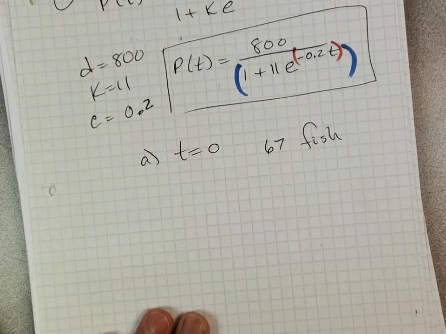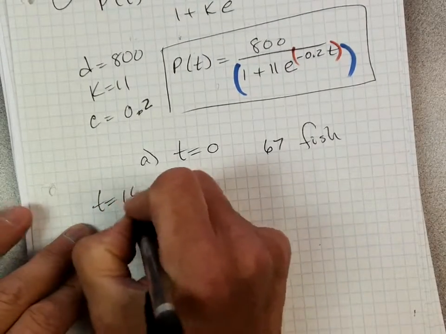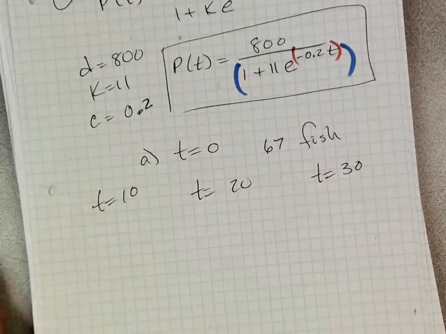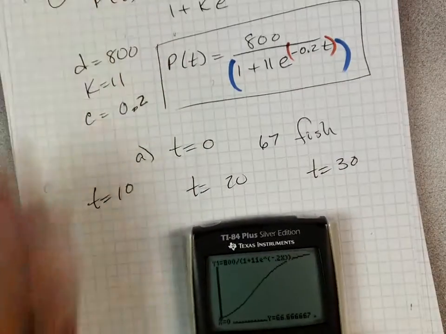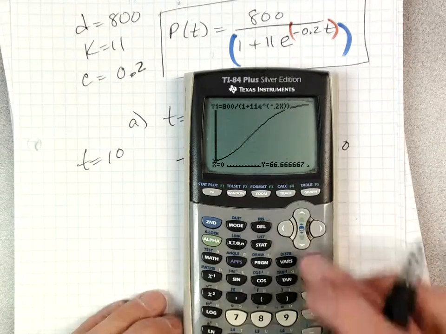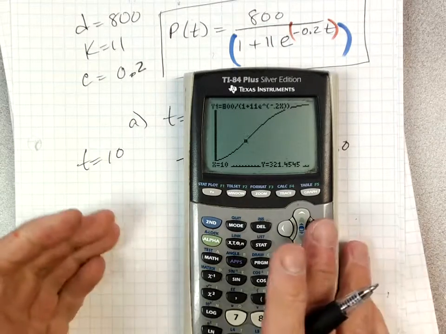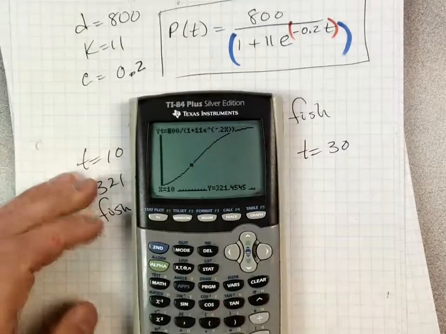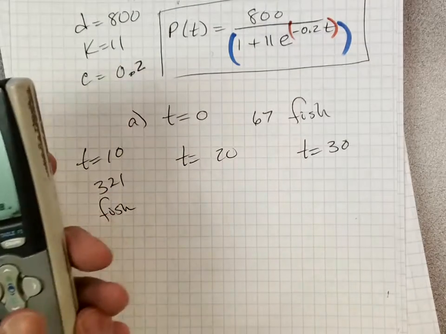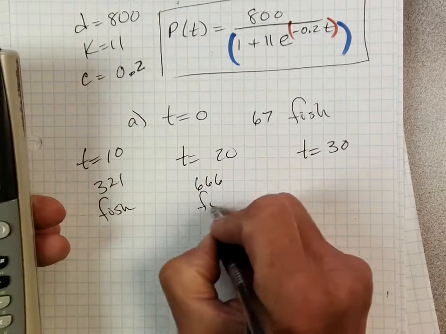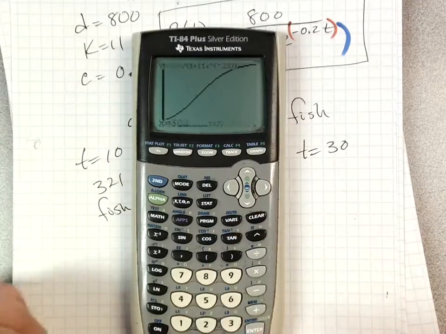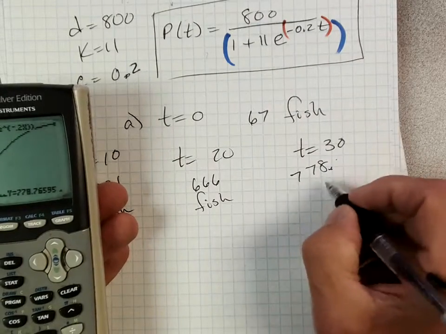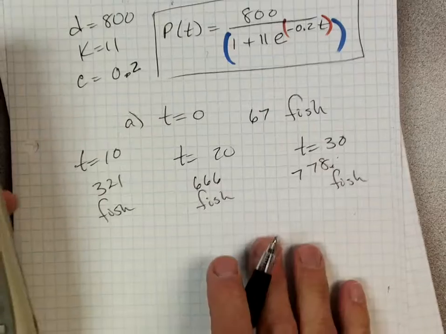I'm okay with that. Population after 10 years. So let's go T equals 10, T equals 20, and T equals 30. So again, easiest way to do it is just plug them in. So I'm going to go to my trace button. I'm going to go 10, and I get about 321 fish. I'm going to go 20, about 666 fish. And then I'll go 30, and I get about 778 point something fish, whatever, I don't want point fish, or 779 fish, okay?